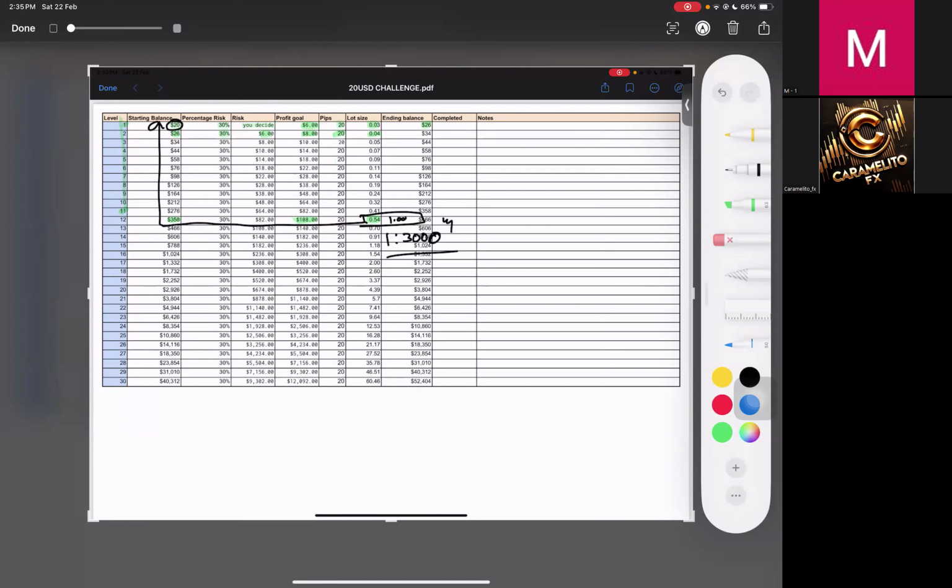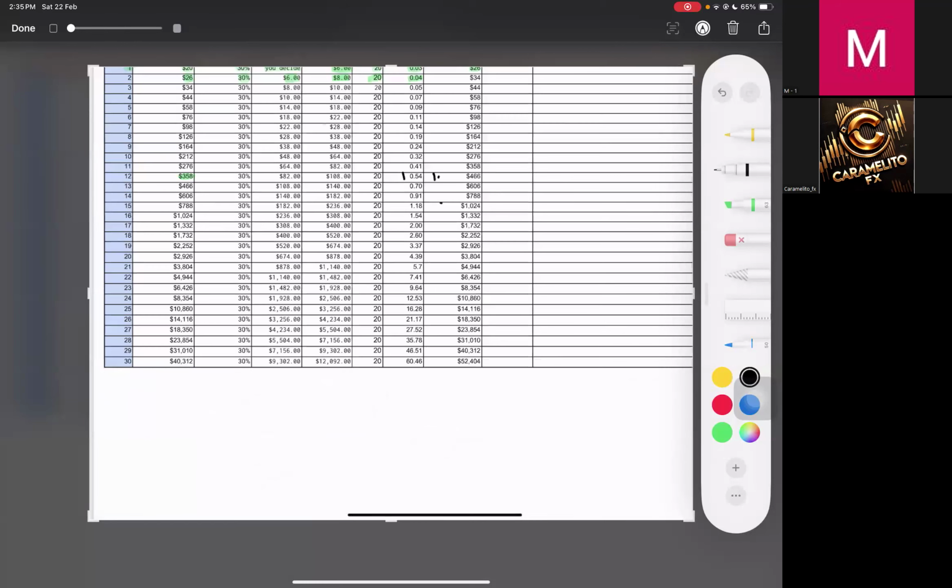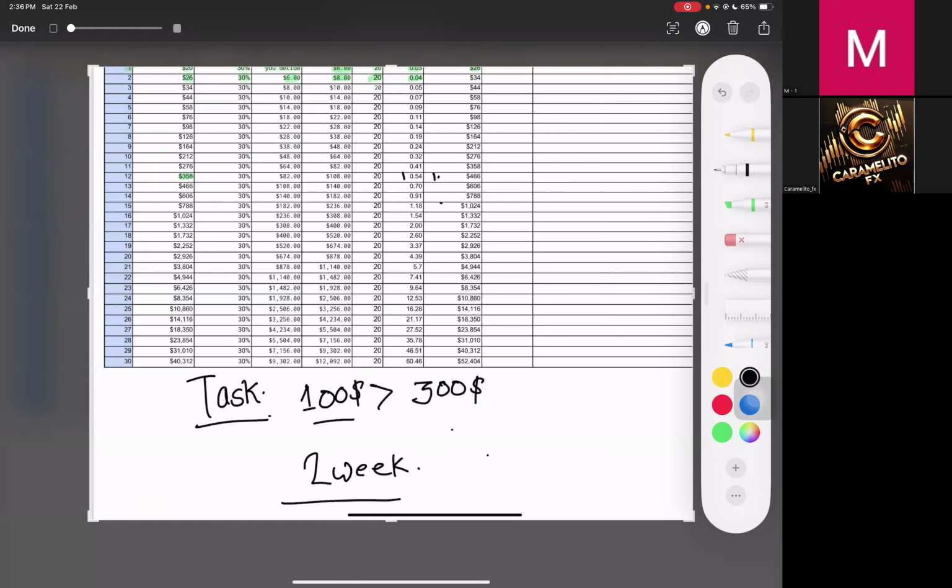Okay, so that's about the 20 USD challenge. And another one, I have a task for you. The task is quite simple. I want you to open any account, doesn't matter demo account or real account, but at least try to use a demo account first to practice. After you understand, then you go to the real account. I want you to grow from $100 to $300 in between 2 weeks. Do you think you can do this or not, for the task?